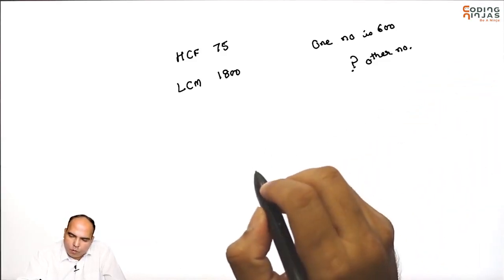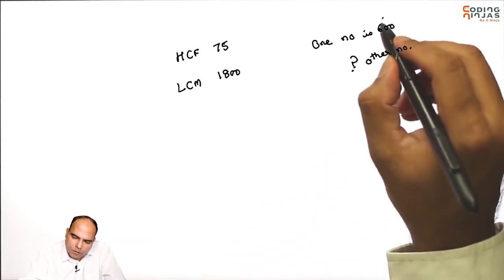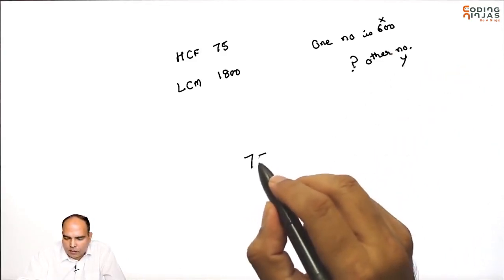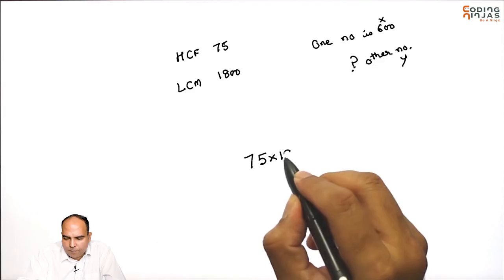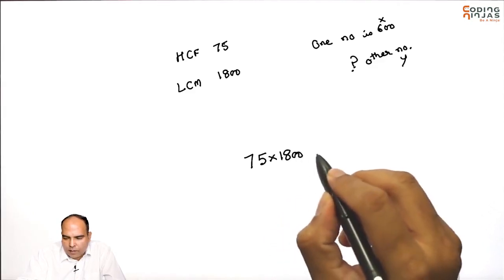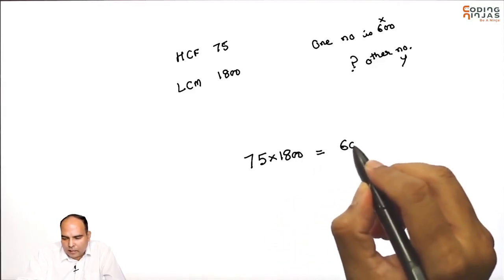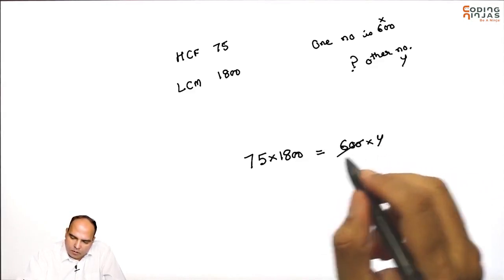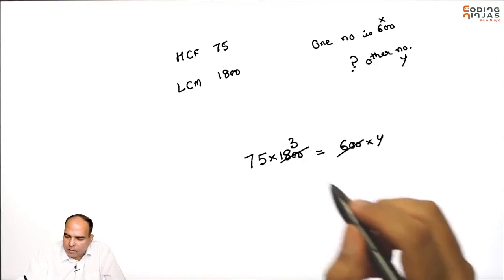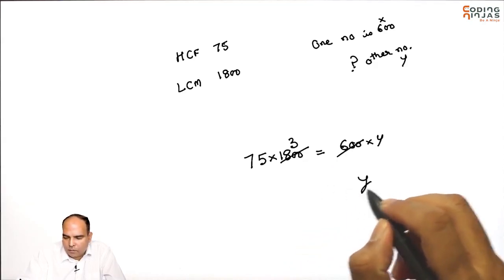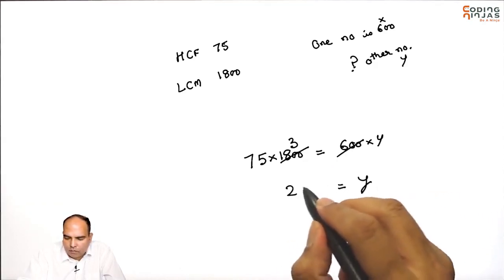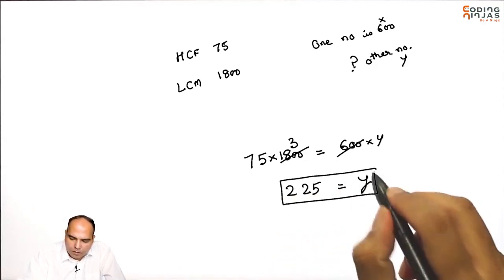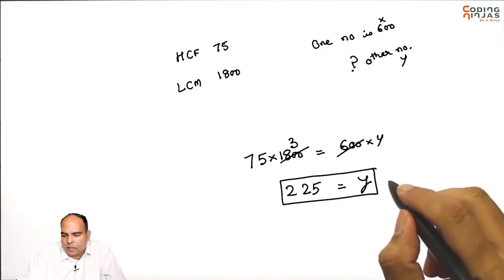So in this situation, if we take the first number as X, we are looking for the other number Y, and the logic is the product of HCF into LCM, 75 into 1800, is 600 into Y. You can solve this by cancelling, and hence the value of Y is 75 into 3, which is 225. That's the value of Y, and this is the answer.